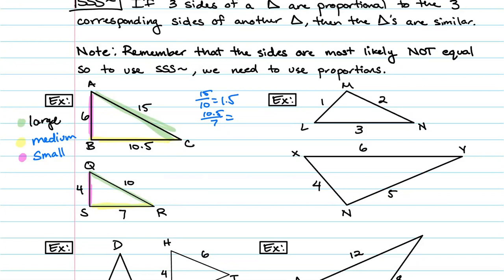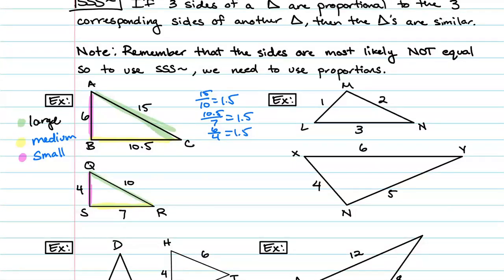That one I need a calculator for, and I don't have those numbers just yet. So 10.5 divided by 7 is in fact 1.5. And then the last one is going to be 6 divided by 4, because that's the pinks, and that gives me 1.5. Did I get the same proportions? I sure did. Since they're all the same proportions, this shortcut, side, side, side, allows me to say that those triangles are in fact similar.